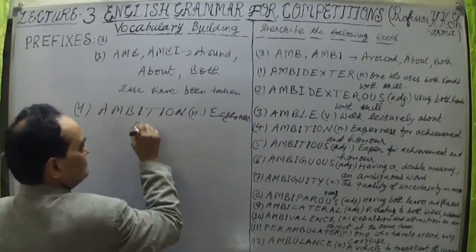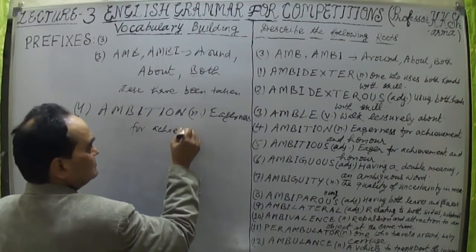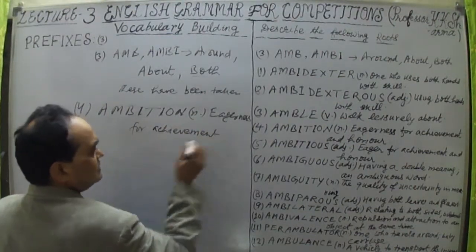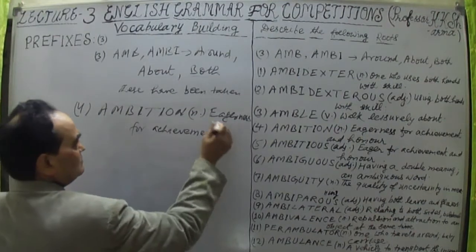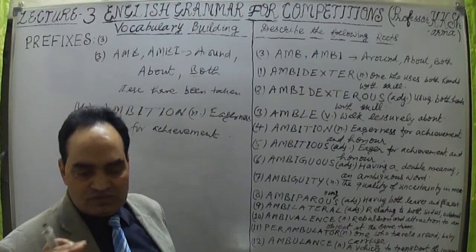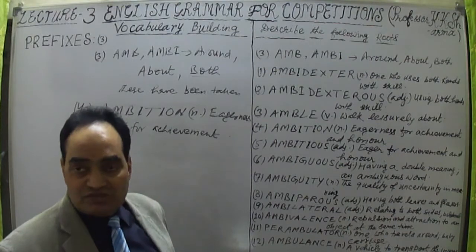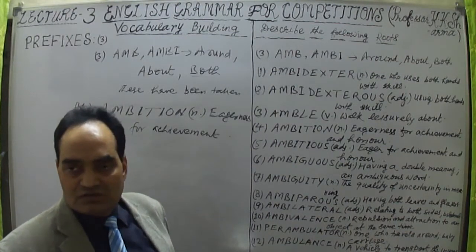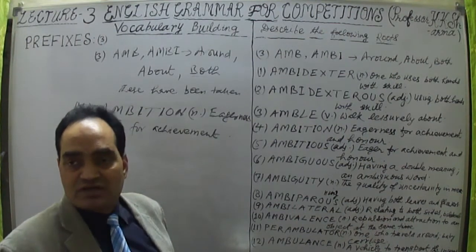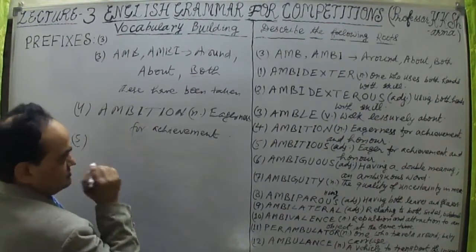Eagerness for achievement. That eagerness is known as ambition. This is what you call ambition. His ambition is to become this kind of person, to become popular, to become a wealthy person in life, to become a very popular businessman, to become a president of the country. So ambition is eagerness to achieve something. Eagerness is a noun here.